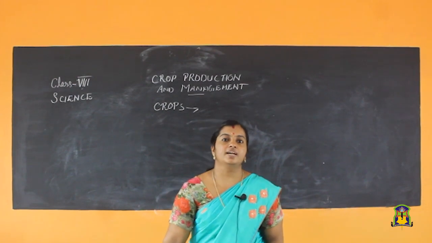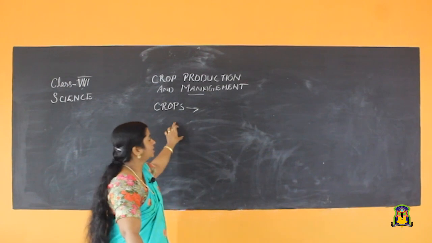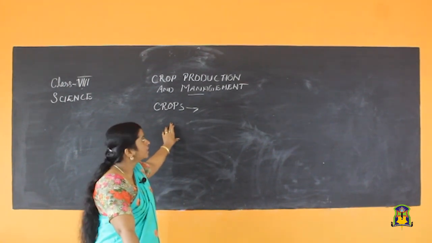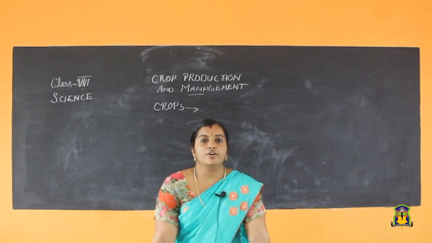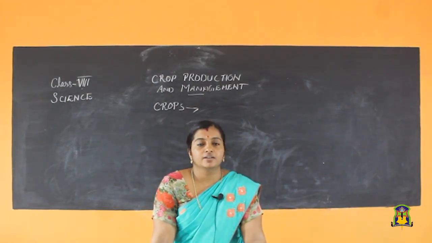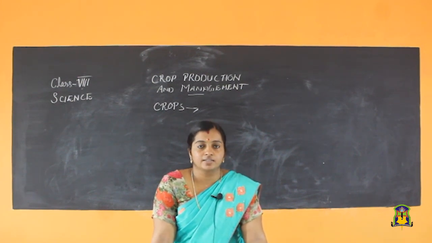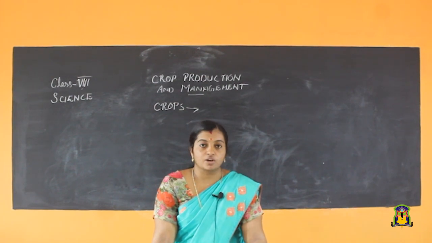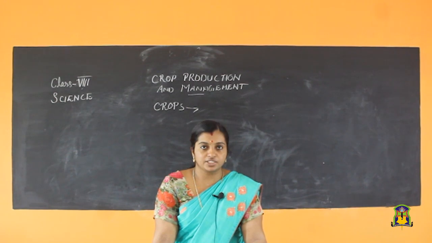So, we will start with the first chapter in our science textbook, that is crop production and management. Before going into the topic, let me ask you one thing. On account of this COVID-19 pandemic, what was the most important scarcity we were facing? Yeah, it was the scarcity of vegetables. Why? This is because we are depending on other states like Andhra and Tamil Nadu for our vegetables.